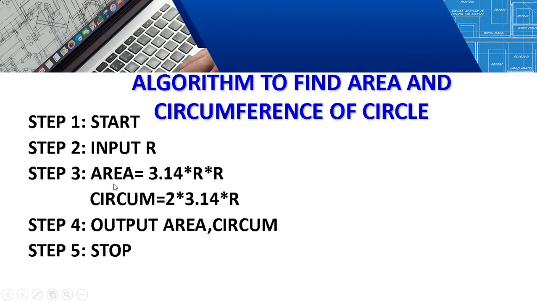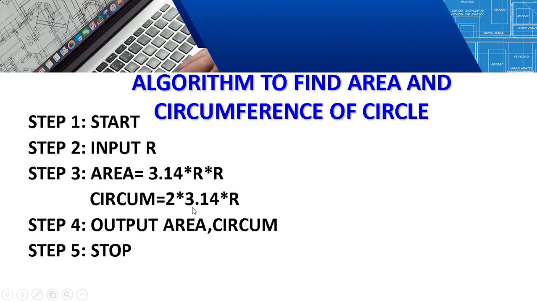The third step is the formula, that is, we are doing the calculation over here: pi value 3.14 into r into r. We use an asterisk instead of the into sign, since for multiplication we have the asterisk symbol. So 3.14 into r, where r is the radius, into r. So we are finding the area here, and whatever value you get will be stored in area.